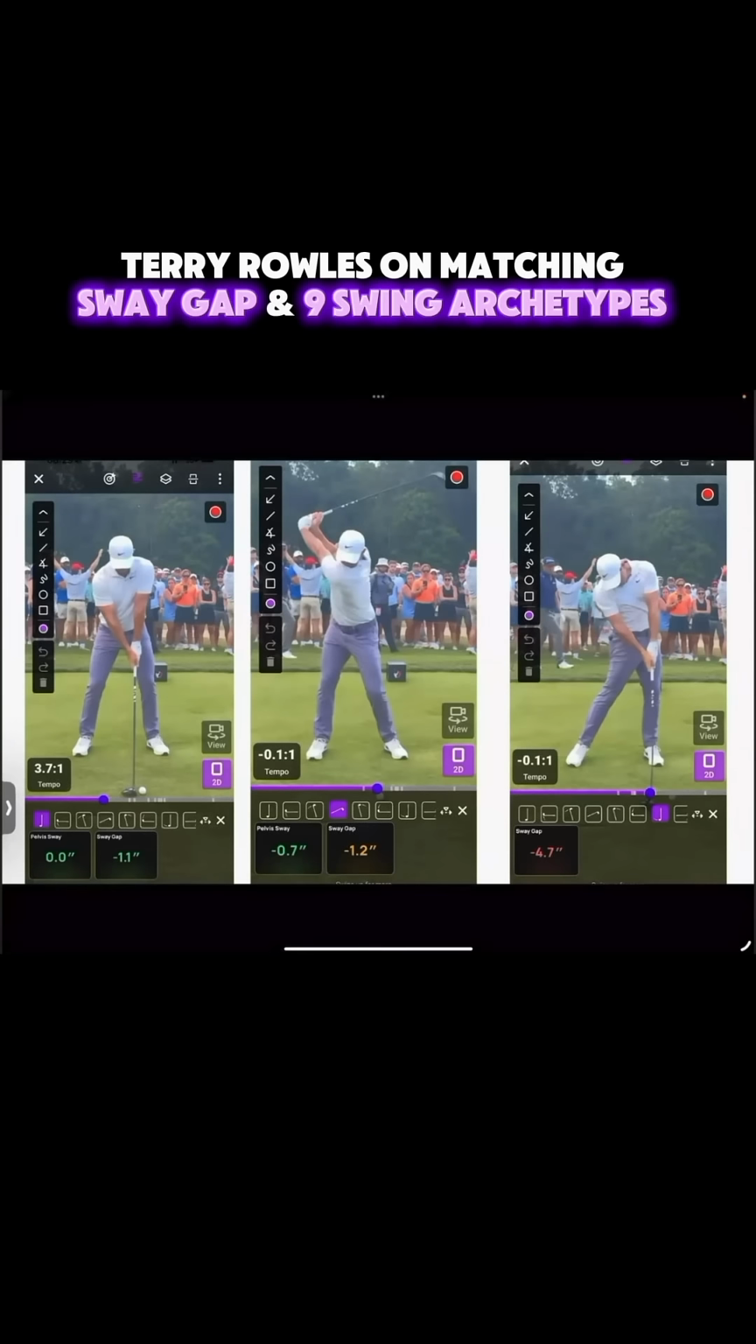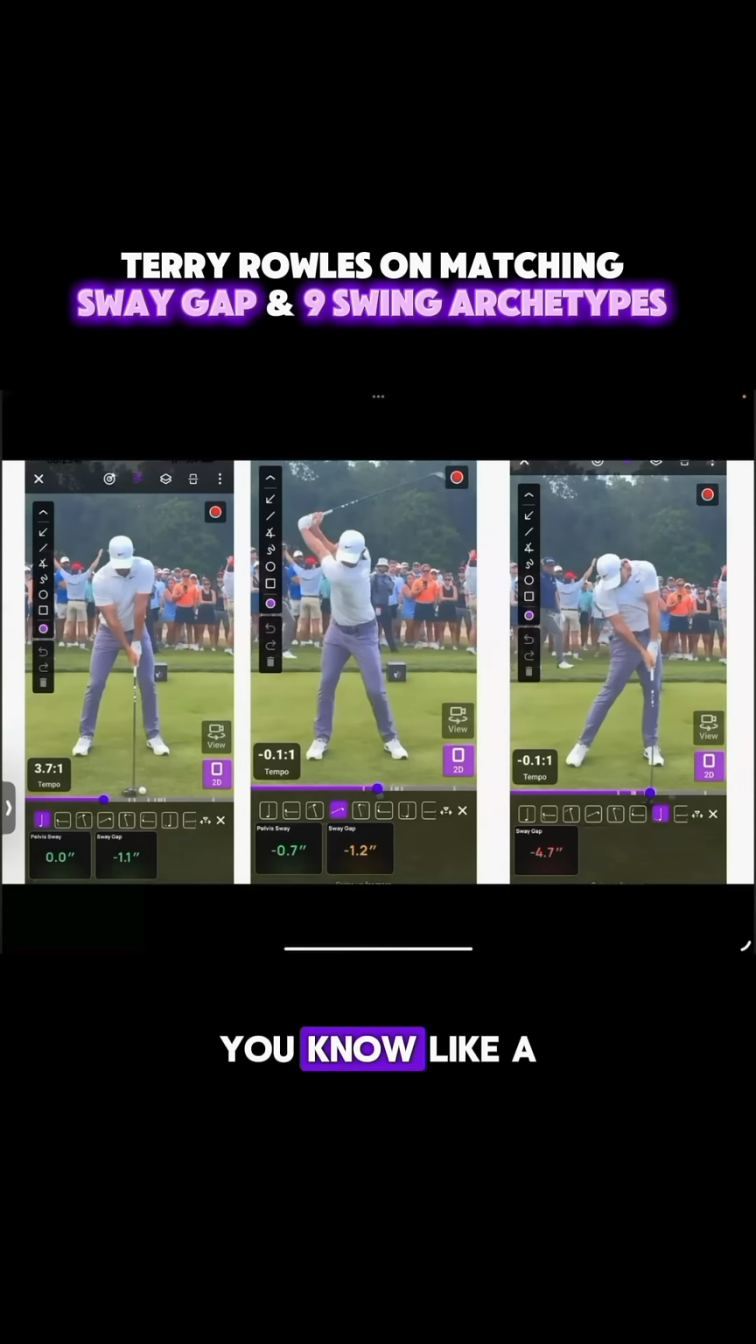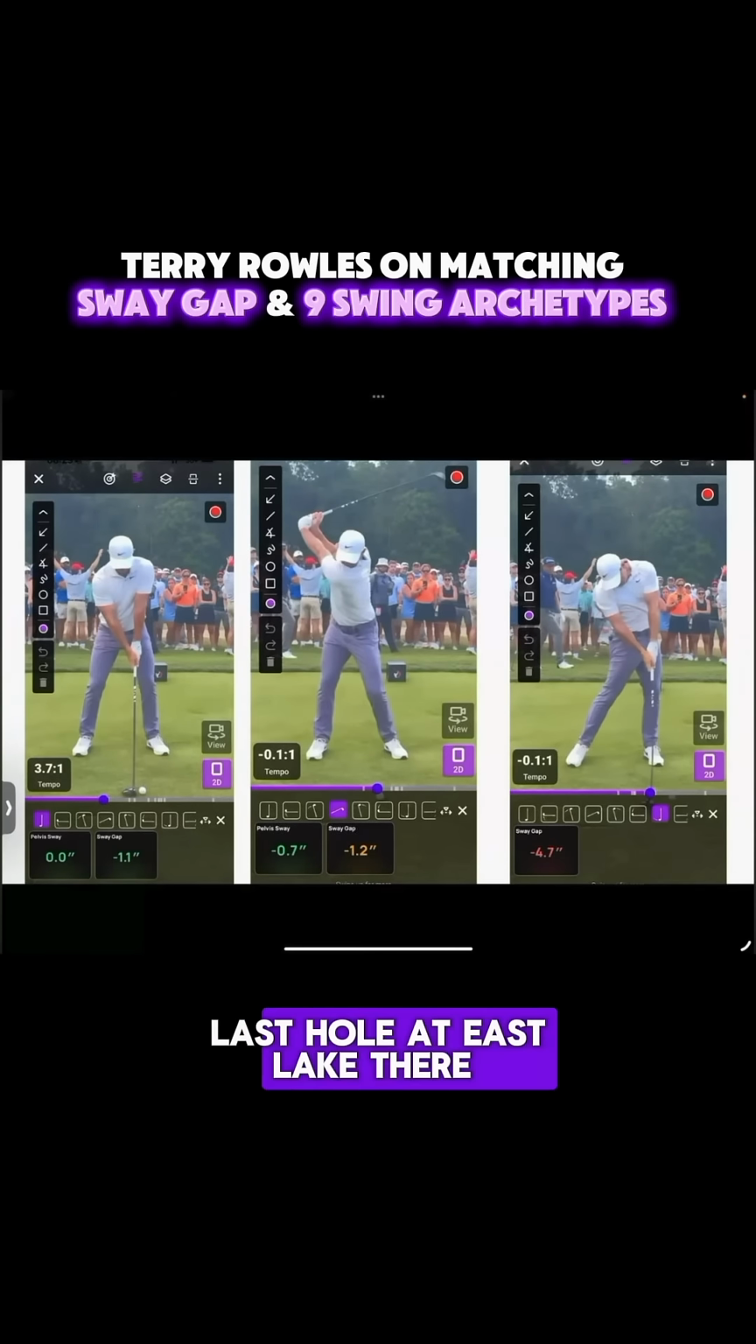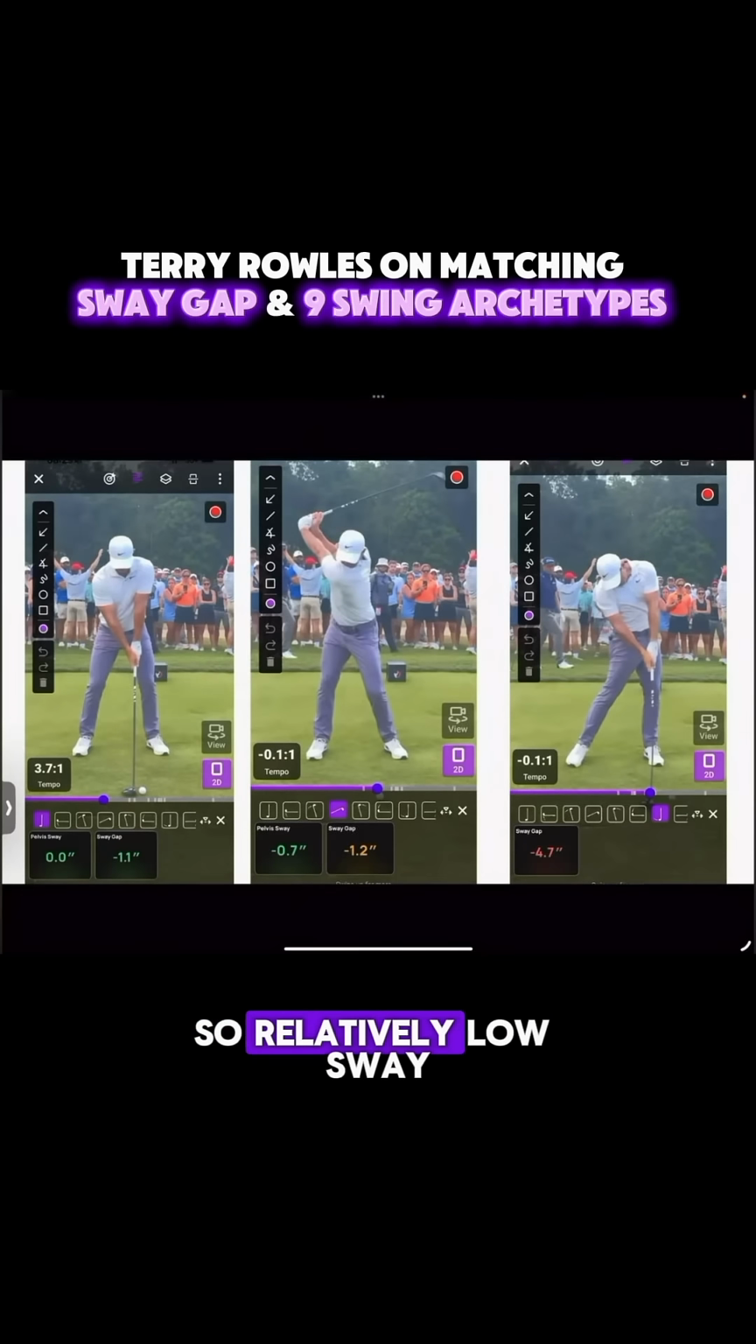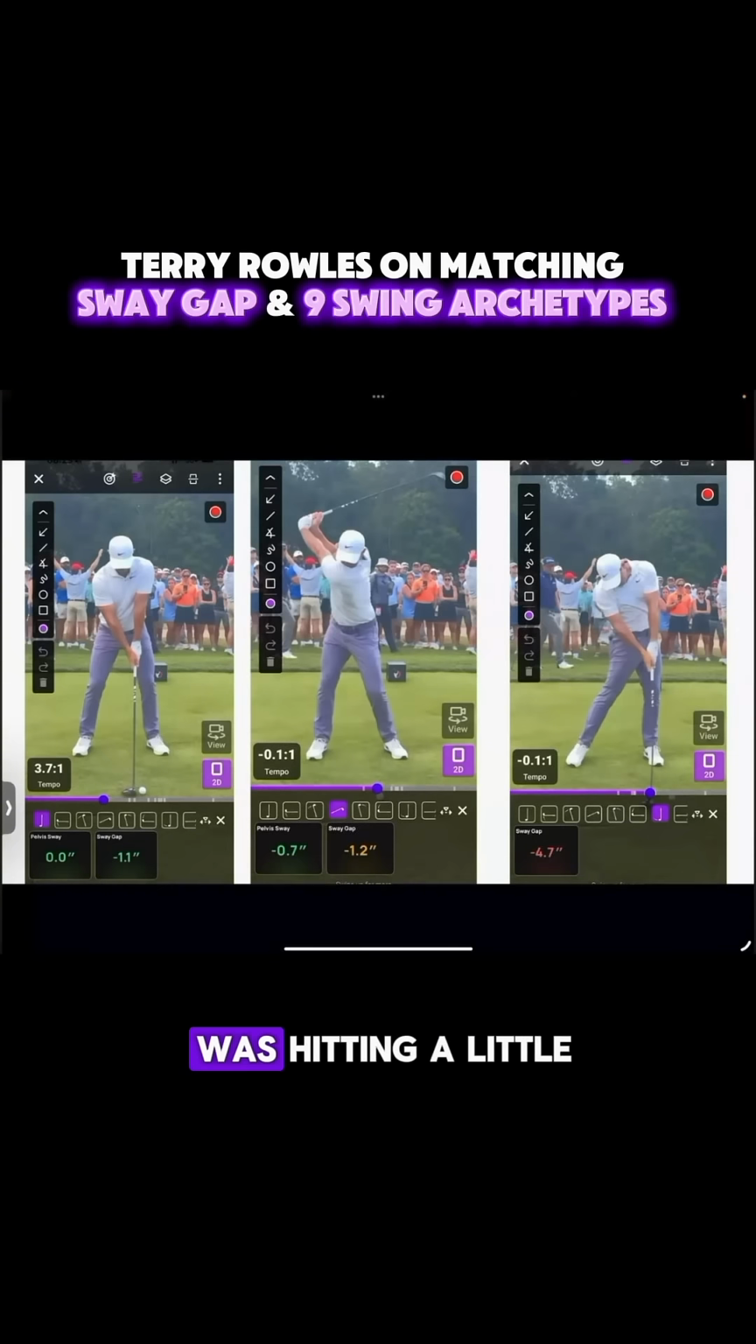Here's Rory, I think he's hitting a 3-wood down the last hole at East Lake. He has a relatively low sway gap, 1.1, fractionally lower than average. It's very similar at the top of the backswing, very much in line with his style, and relatively lower at impact. Actually, it probably means he was hitting it a little bit lower.